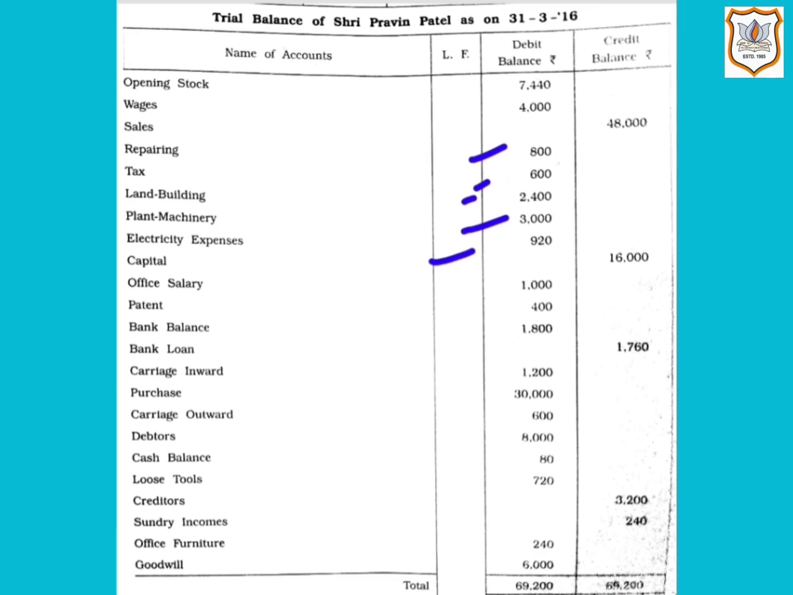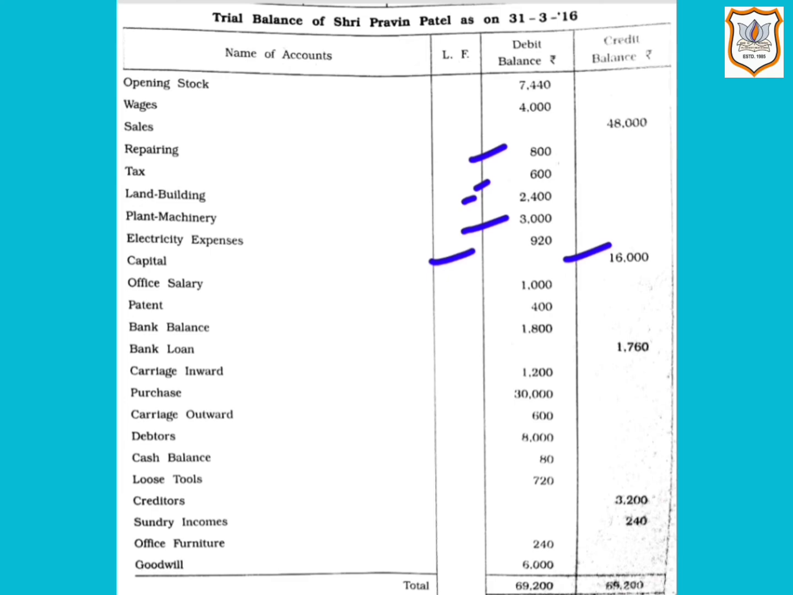Then we have capital of rupees 16,000. We have already studied that capital has credit balance. As per the rule of personal account, here owner is the giver, and so here capital will always have a credit balance. So here we will record it on credit side.